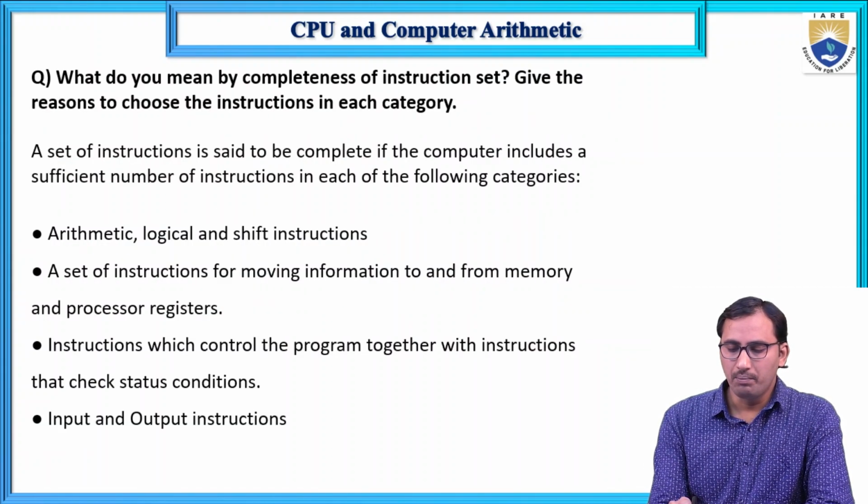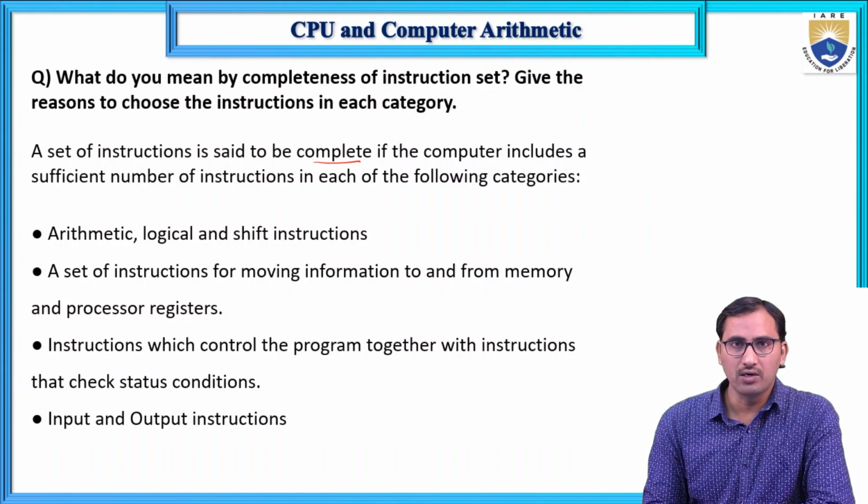What do you mean by completeness of instruction set, and give the reasons to choose the instructions in each category? A set of instructions is said to be complete if the computer includes a complete set of the instructions. An instruction is a command to the processor to perform a specific task. Every processor has its own instruction set, which means a collection of instructions. All these instructions are classified into various types based on the operation they perform.